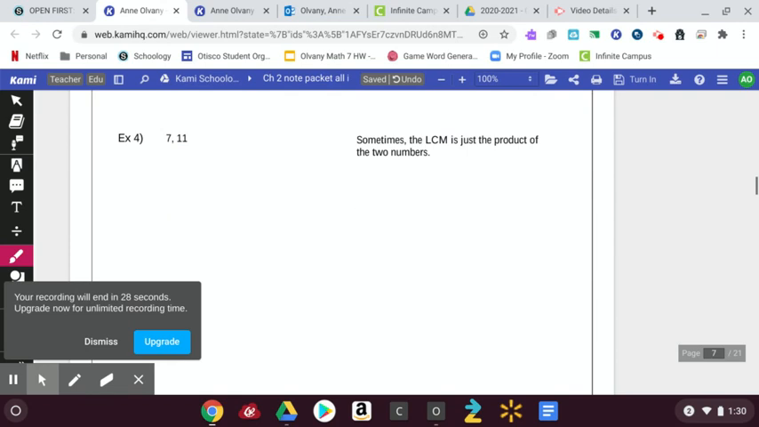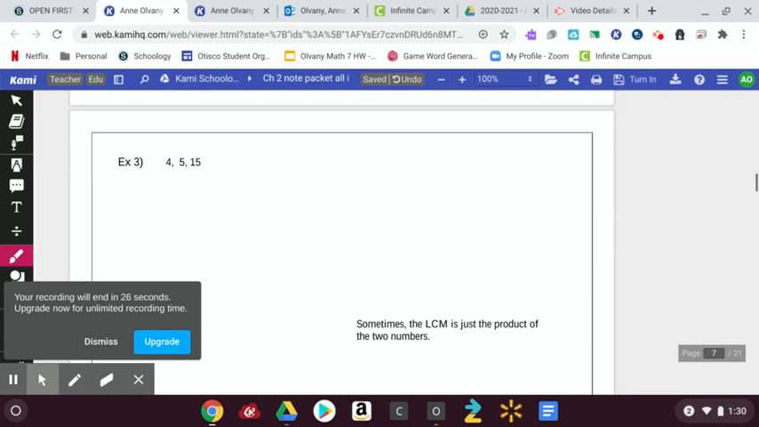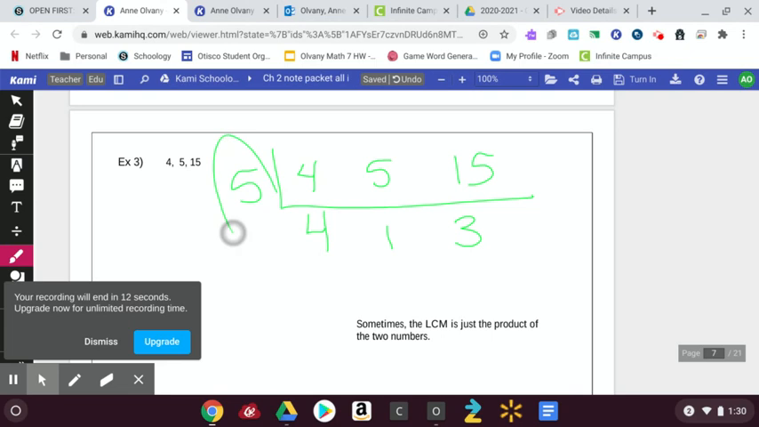I'm going to try and be fast. 4, 5, 15. 5 divides into 5 once and 15 3 times. It does not divide into 4, so I bring it down. Big bubble L, 4 times 5 is 20, and 20 times 3 is 60. My LCM is 60.